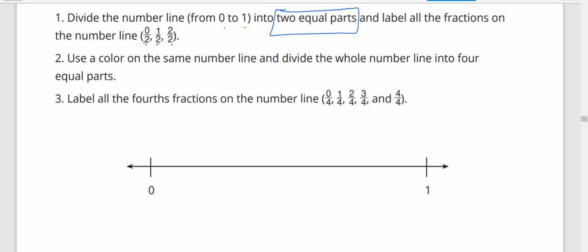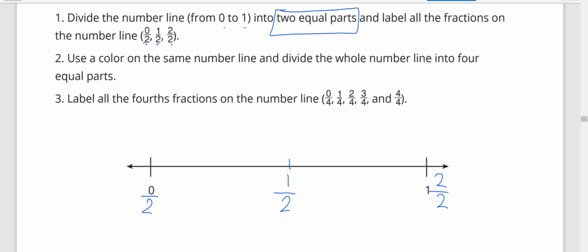Divide it into 2 equal parts and label. There is 0 over 2, and here half, 1 over 2, and here 2 over 2.